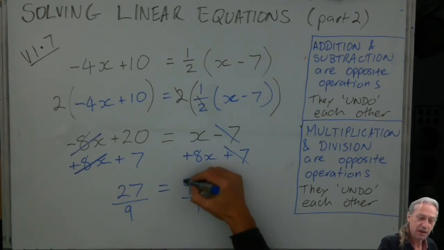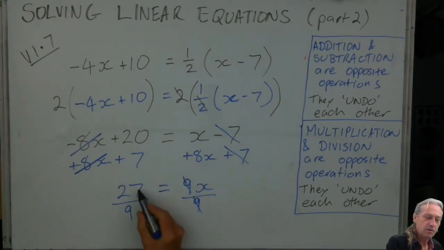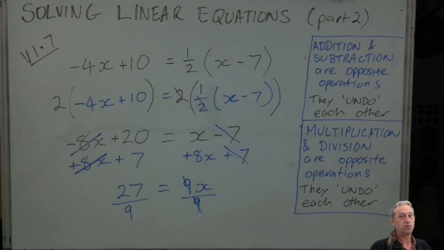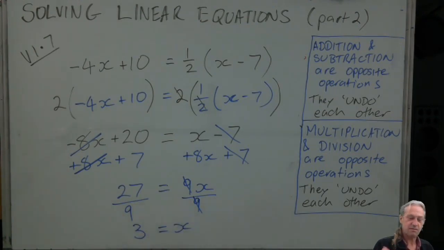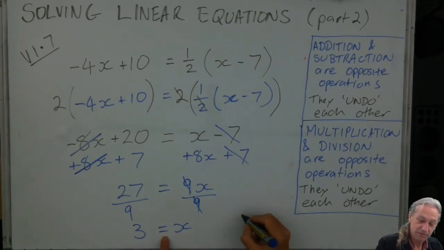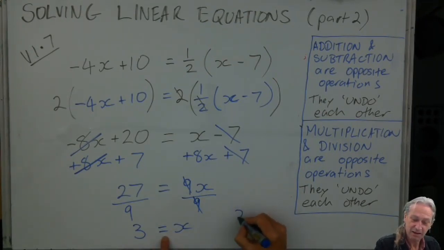So over here we get a cancellation. 27 divided by 9, 3 9s are 27. So we end up with 3 equals x. Now notice we've got the x on the right hand side. Doesn't matter because these things are equal. That's what the equals means. So really this is the same as saying x equals 3.